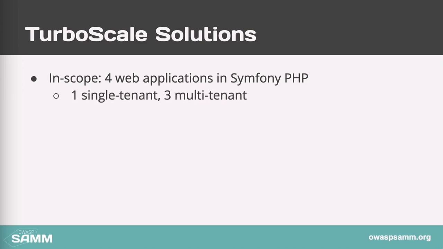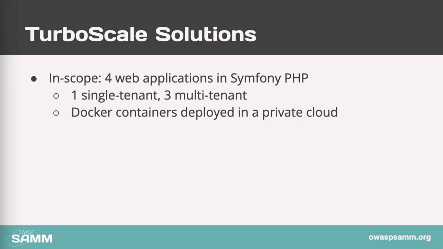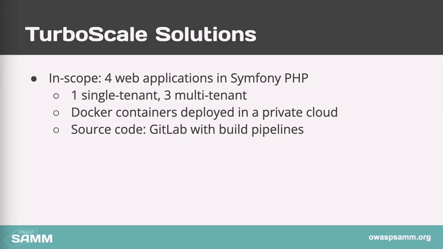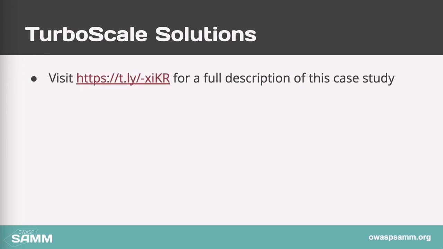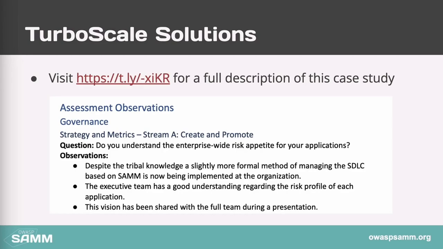In scope, there are 4 web applications written in Symfony PHP. One of them is single tenant, 3 are multi-tenant. They run Docker containers deployed in a private cloud. So the applications are built into Docker containers. The source code is hosted with GitLab, and they leverage GitLab's infrastructure to build the build and deploy pipelines. All logs are sent to Elastic Cloud. This is a very high-level description. The details are found on this link, and the details are described in this form.